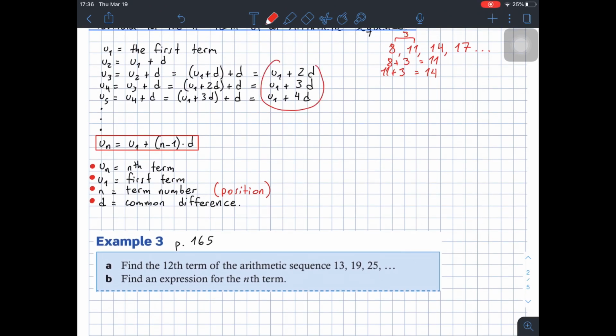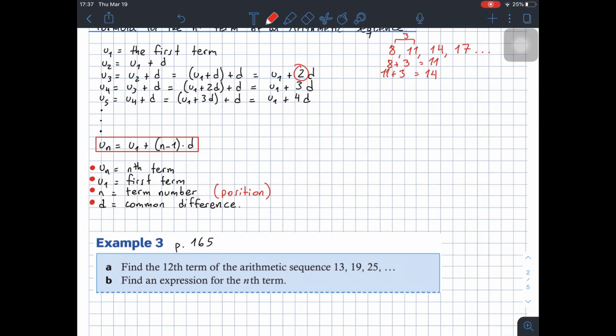If you observe these terms we have here, you can see that we always have u1, and then we have a number times the difference, right? And that number is always one less than the position we're talking about, okay? If we calculate u3, then this is times 2d. If we're calculating u4, then it's times 3d. If we do u5, then it's times 4d, and so on. It's always one number less than the position we're actually calculating.